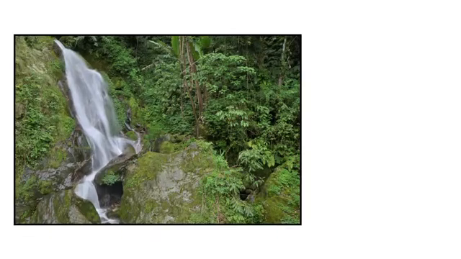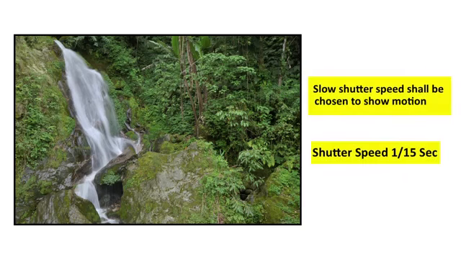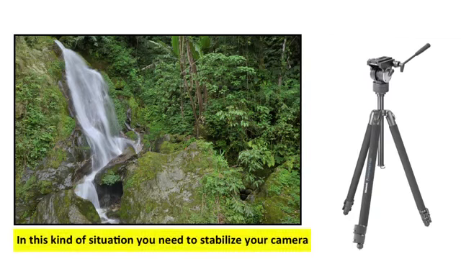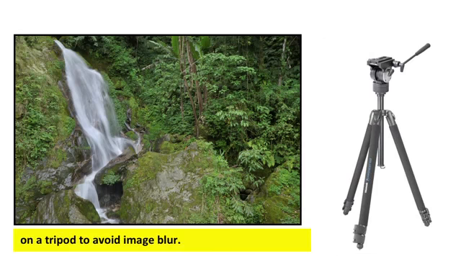Here is one more example of slow shutter speed. Now, in order to show a milky effect or a flowing effect on a waterfall, you need to use a slow shutter speed. Here we have used 1/15th of a second shutter speed to show this effect. Now, always remember, in this kind of situation, you need to stabilize your camera or mount the camera on a tripod in order to avoid image blur.